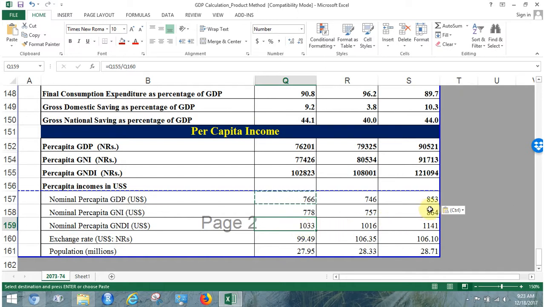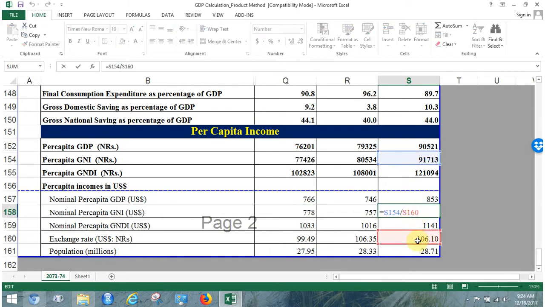So for instance, this per capita GNI in US dollar is obtained by dividing per capita GNI in Nepalese rupees for the year 1617, which is 91,713, by the exchange rate 106.1 for that year. So this is obtained by this divided by this, which is 864 US dollar.